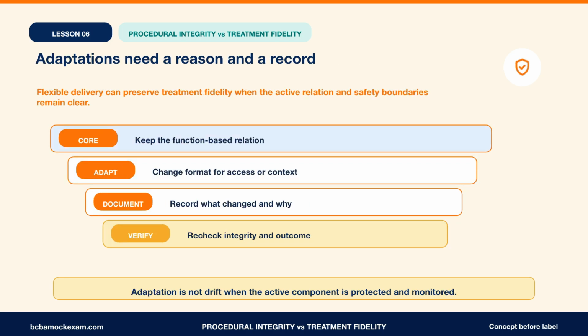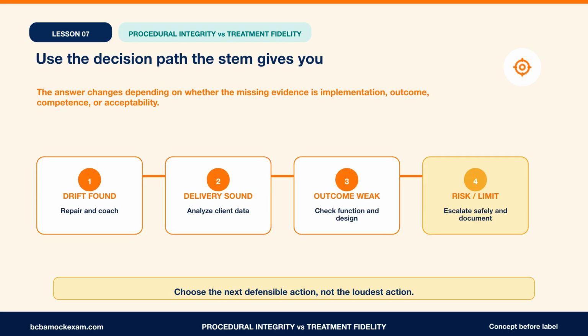Flexible delivery can preserve treatment fidelity when the active relation and safety boundaries remain clear. Adaptation is not drift when the active component is protected and monitored. Core: keep the function-based relation. Adapt: change format for access or context. Document: record what changed and why. Verify: recheck integrity and outcome. Use the decision path the stem gives you.